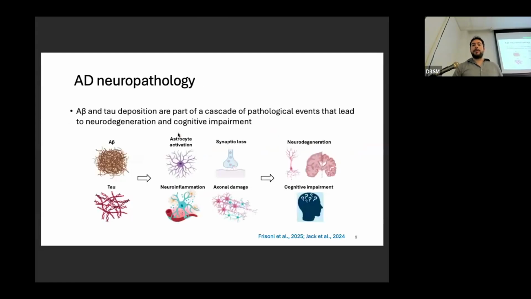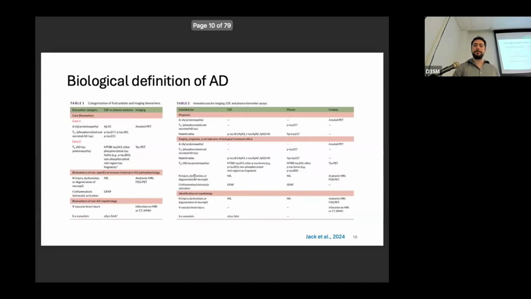Amyloid and tau are part of a very complex cascade of pathological events that eventually lead to neurodegeneration and cognitive impairment. These processes include, for example, astrocyte activation, loss of synapses, neuroinflammation, and axonal damage. So it is a really complex set of processes that are taking part. And eventually, these are going to lead to neuronal death and cortical atrophy, which is more closely correlated with the cognitive impairment that we see later on. And as I mentioned, these pathological processes are quite slow, so they take place over many, many years before they reach the point where we start seeing deficits in the participants.